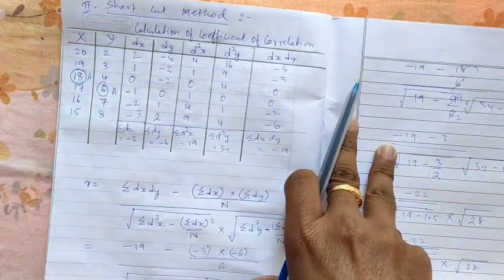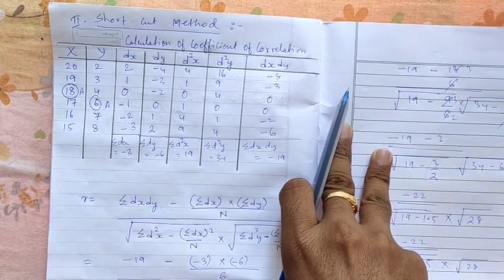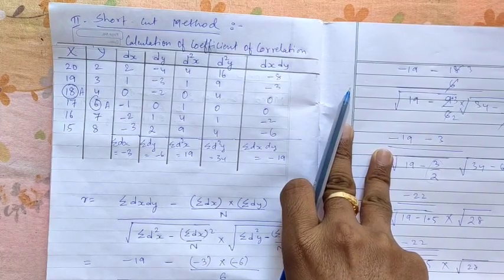So today I have taught you two methods, that is the direct method and the shortcut method. In coming classes, we will do some more questions of correlation. That's all for today. Thank you, students.